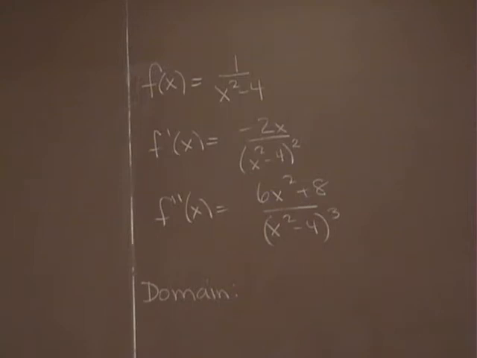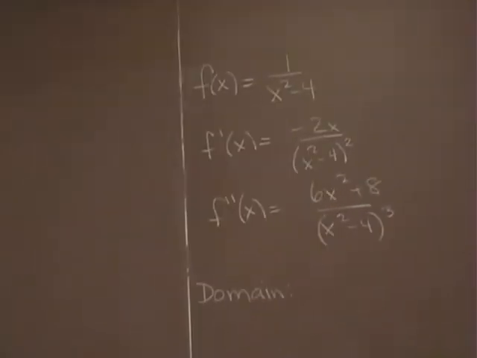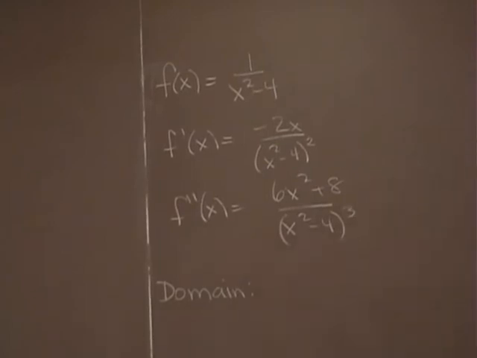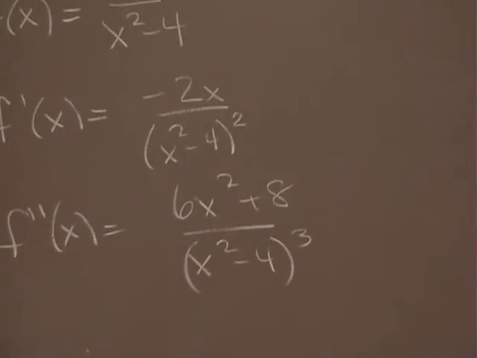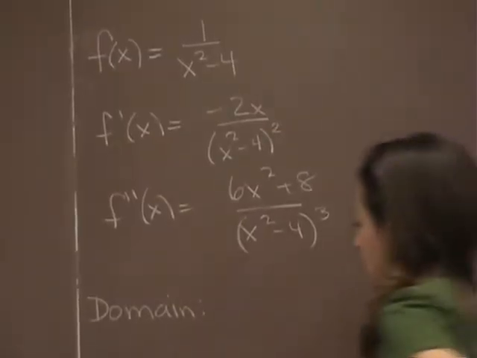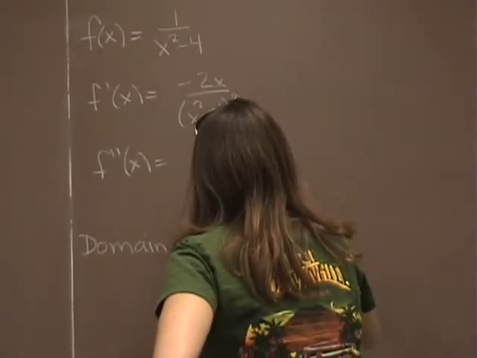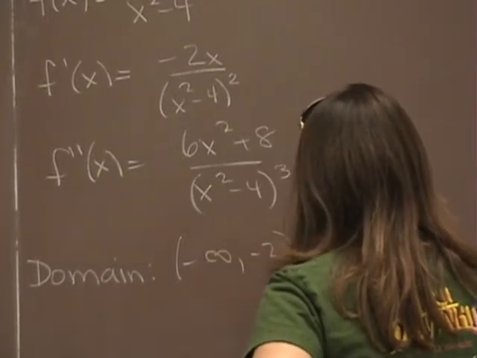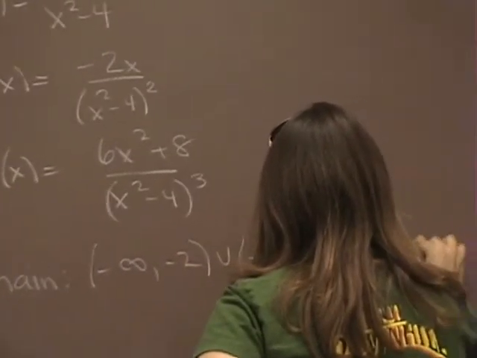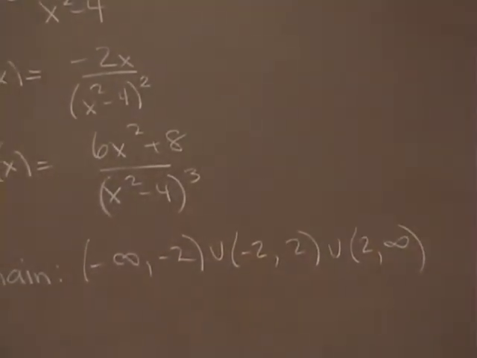Okay, sorry. So we're doing domain. How do you find the domain of our original function? Right. The only two values that x can't be are 2 and negative 2. Does that make sense? So the domain is going to go from negative infinity to negative 2, from negative 2 to 2, and from 2 to infinity. So there's your domain.